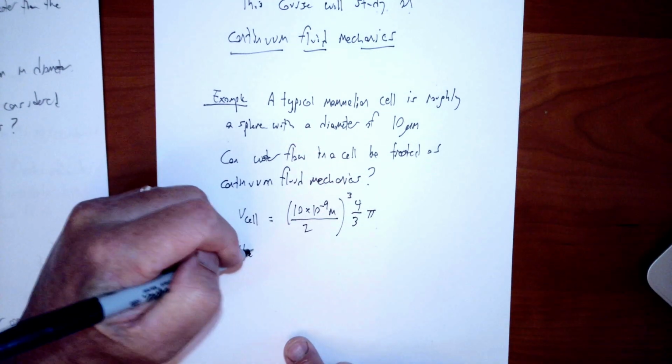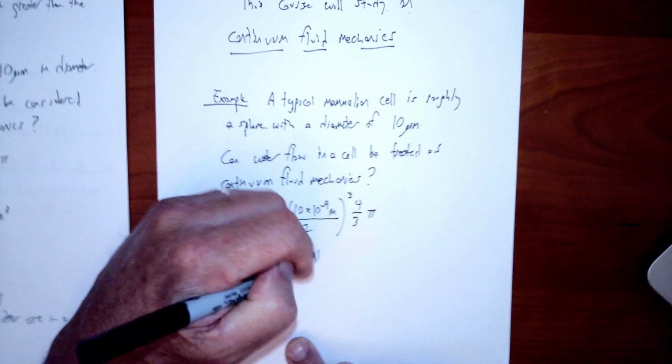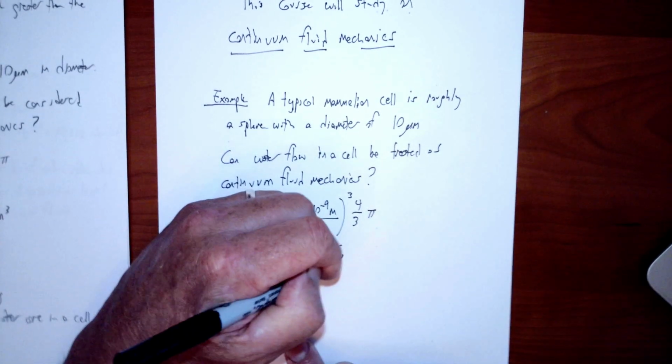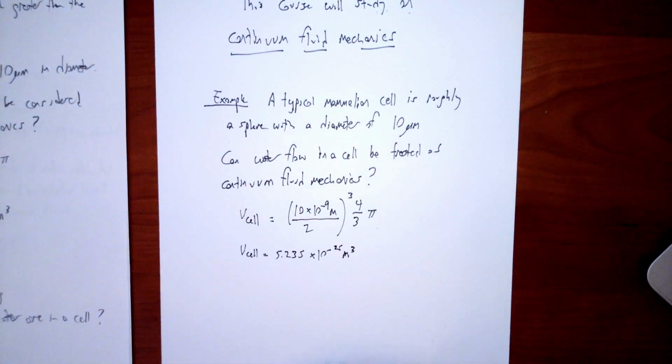So 4/3 pi r cubed gives us our volume, and that easily gives us a cell volume of 5.235 times 10 to the minus 25 meters cubed. So this is truly a small thing, obviously. 5.235 times 10 to the minus 25 is a very small volume, and that's the volume of that cell.